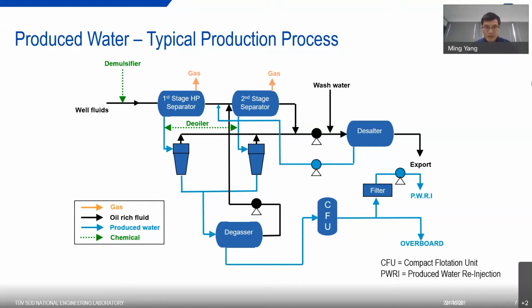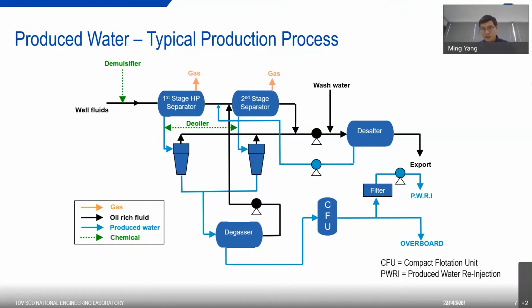The water collected from the separators will go through a produced water treatment process, and typically in the North Sea, it certainly starts with the hydrocyclones, and then goes through a degasser. And these days, before overboard discharge, quite often compact flotation units are added. Now, if the produced water is going to be reinjected, either for pressure maintenance or for disposal, particularly produced water injection for pressure maintenance, then a filter is added to remove the solids.